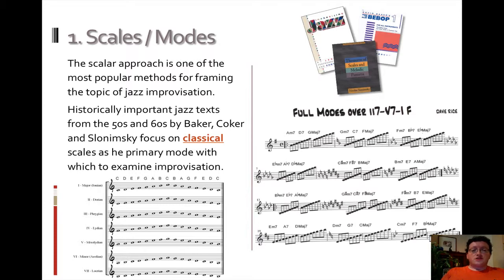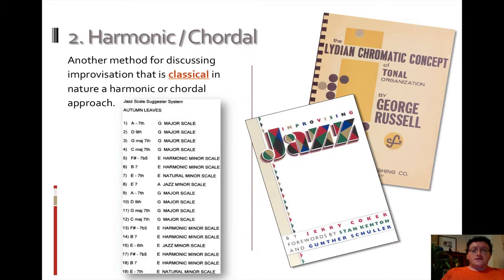Another mode of discussing improvisation that is classical in nature is to follow a harmonic or chordal approach. This method utilizes the chord progression to create a structure for improvisational ideas. Russell's jazz theory text from 1959 was one of the first jazz books to exclusively focus on harmony derived from the Lydian mode to generate ideas. The previously mentioned work from Coker also utilizes harmonic concepts.